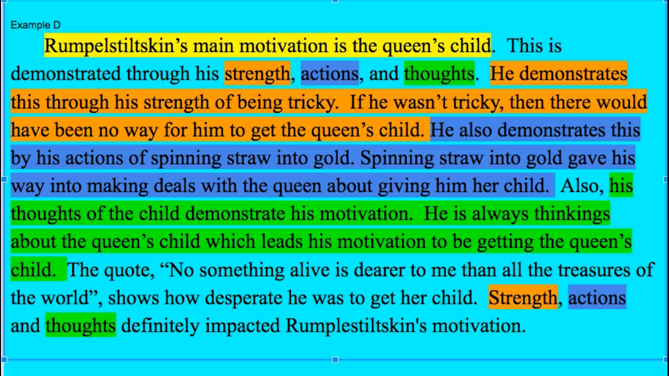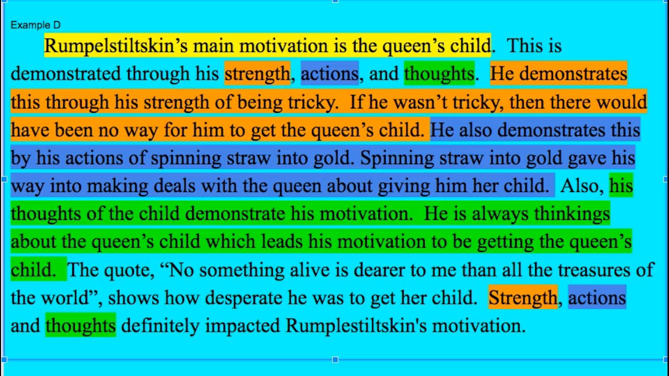He demonstrates this through his strength of being tricky. If he wasn't tricky, then there would have been no way for him to get the queen's child. Pause. Notice that this author directly relates the strength of being tricky to the desire to take the queen's child.